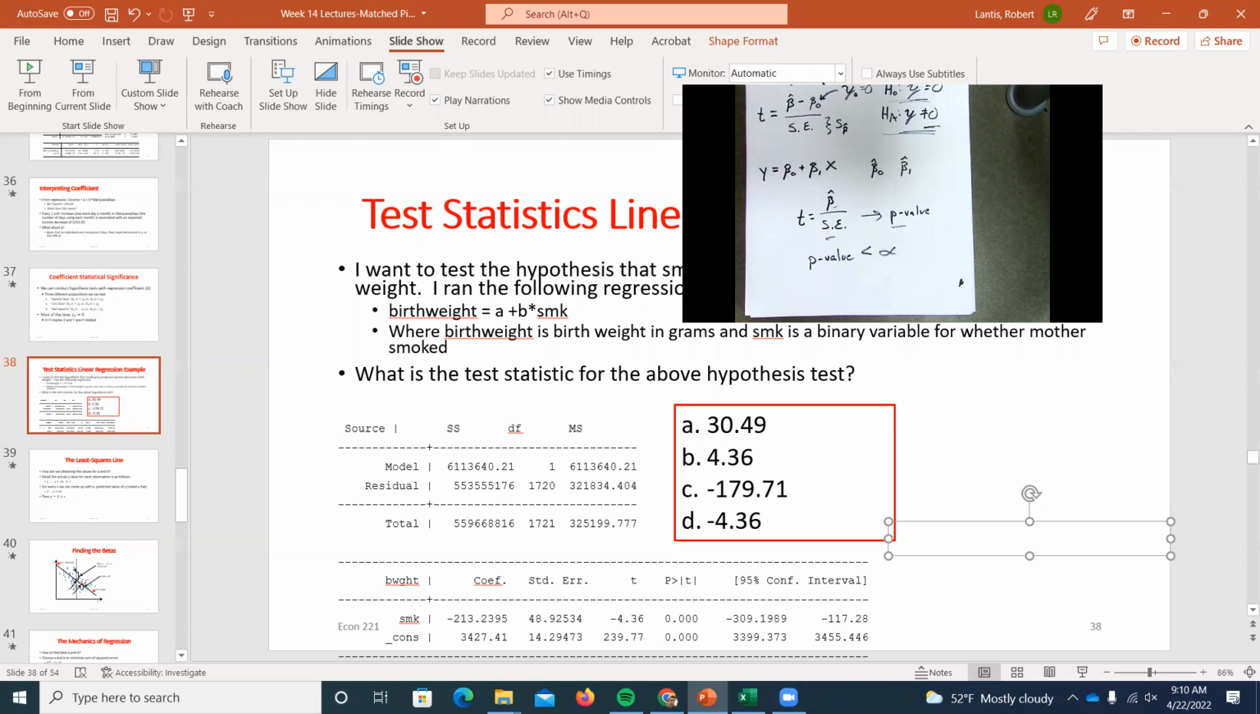So here, if I ask you to calculate a test statistic on the exam from some linear regression output, it should be very easy. It's just one of the easiest things, hopefully, that we've done in this class. All you do is take that coefficient and divide it by the standard error. It's a very simple equation, right?